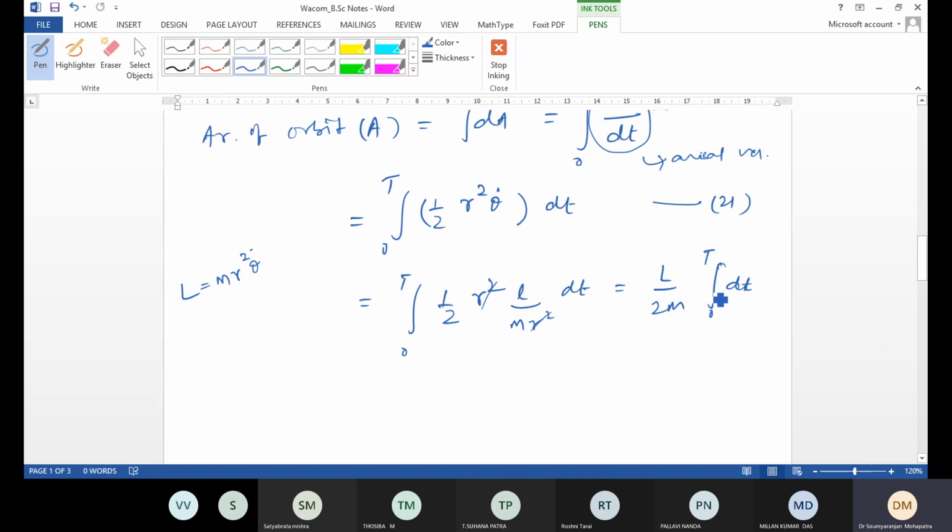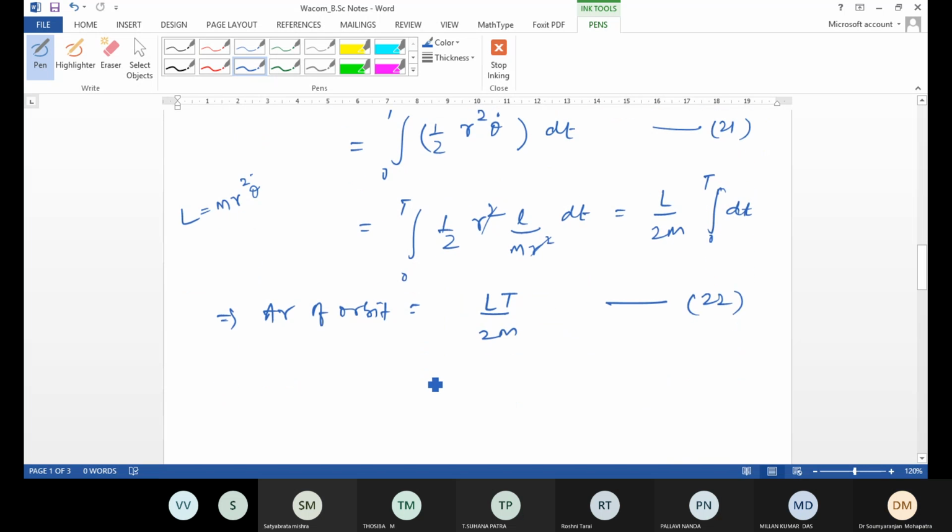So now if you just substitute this limit, the final expression of the area of orbit is given as L by 2m, and the integration of dt is T, so substitute the value, so you will get LT by 2m. Okay, LT by 2m, equation 22. Yes or no? Simple integration. So you found the area of the orbit, when the planet is revolving around the sun. Is that clear?